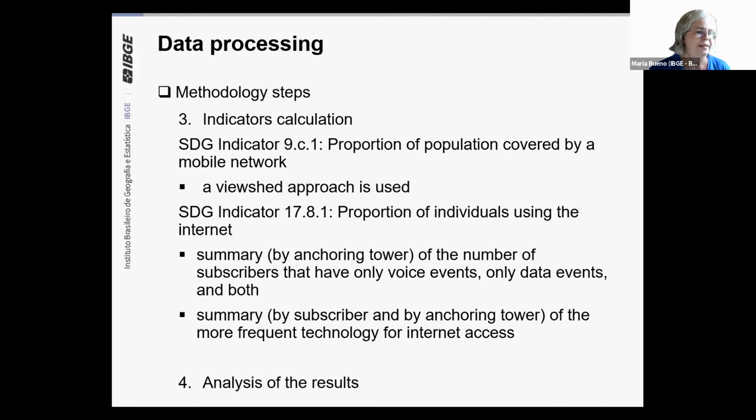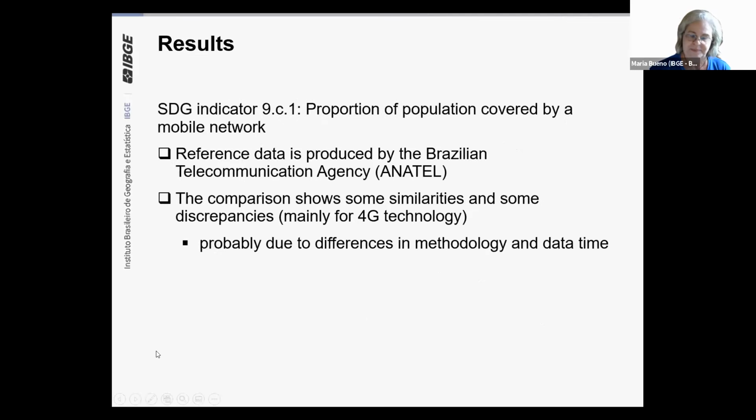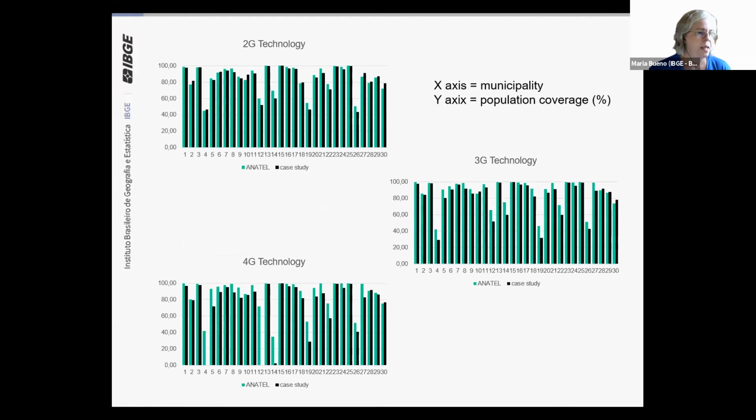And finally, we have the results to be analyzed. The reference data for SDG indicator 9C1 is produced by the Brazilian Telecommunication Agency. The comparison shows some similarities, but also some discrepancies, probably due to differences in methodology and data time. We can say that for 2G and 3G technology, the results are very similar in most cases. But for 4G technology, we have some big differences. We believe the main reason for this difference is data time, because we are comparing results from 2019 and 2020.